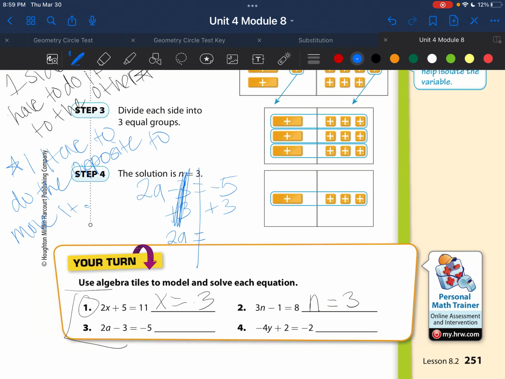Bring down my equal sign. Now I have -5 plus 3. That gives me a -2.